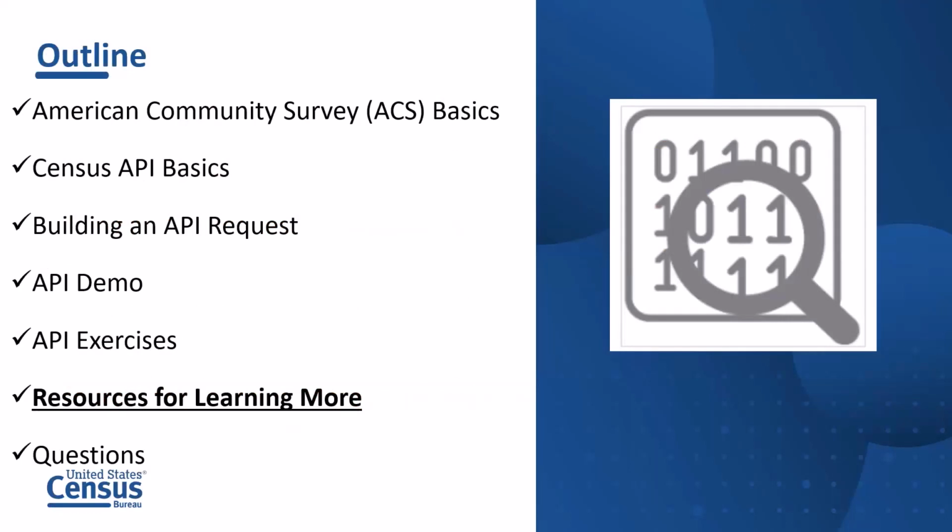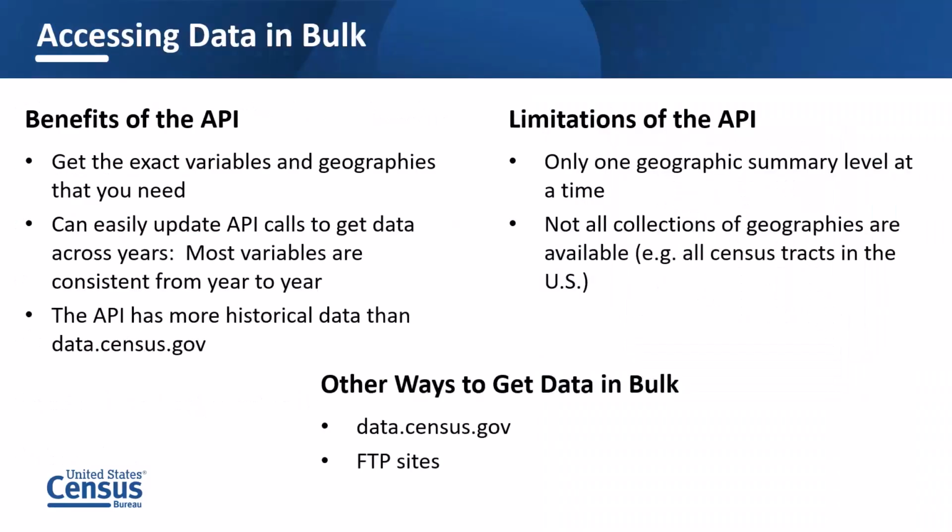Now I'd like to talk about resources for learning more. The benefits of the API: it would get the exact variables and geographies that you need. You can easily update API calls to get the data across years. Most of the variables are consistent from year to year, so you can simply change the year in the call, get variables from different years. The API has more historical data than our main data tool, data.census.gov.